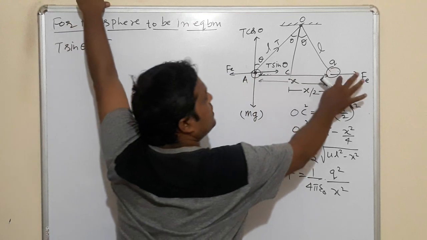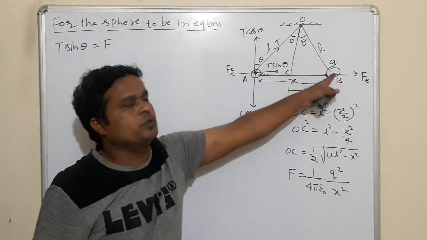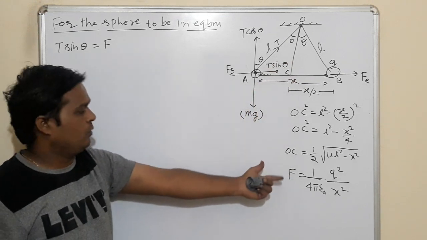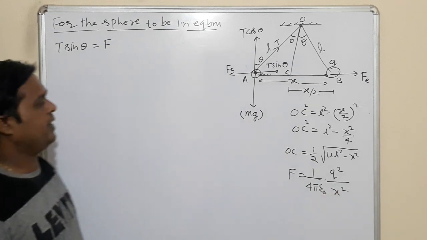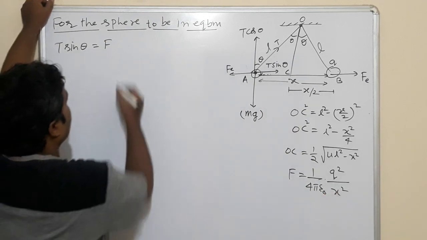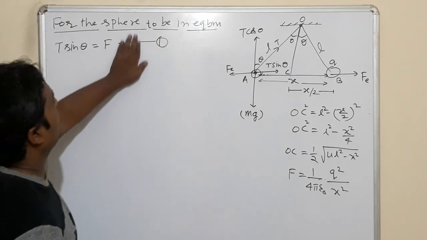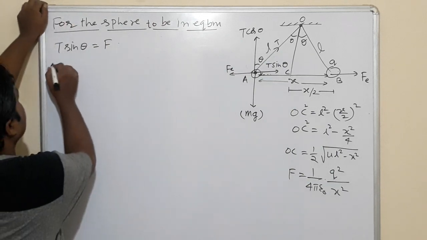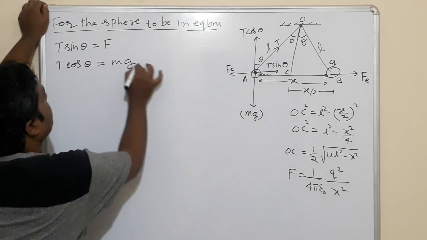If these two spheres are in air medium, the space between these two spheres will be air. If it is some other medium, then we know how to take the force. We will divide it by dielectric constant of the medium. That we will see later. This is T sin theta must be equal to F. Then T cos theta must be equal to mg.